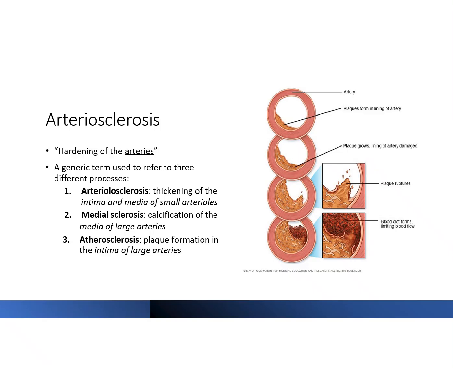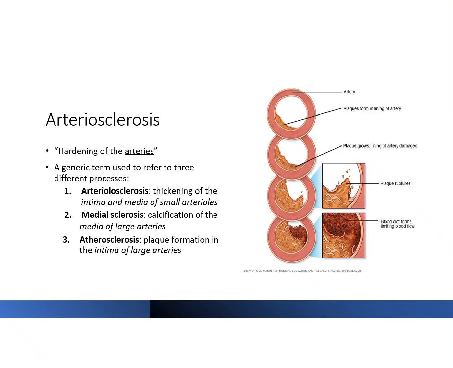And then we have atherosclerosis, the most famous one. Atherosclerosis is the form most people think of when they hear arteriosclerosis. Key features, plaque formation in the intima. It affects large and medium-sized arteries. Lipid-rich plaques composed of cholesterol, inflammatory cells, and fibrous tissue. Over time, these plaques narrow the lumen, weaken the vessel wall, and may rupture, triggering thrombosis. This is what underlies coronary artery disease, strokes, and peripheral vascular disease. The image on the right shows the progression. So plaque formation, plaque growth with endothelial damage, plaque rupture, and then thrombus formation limiting blood flow.